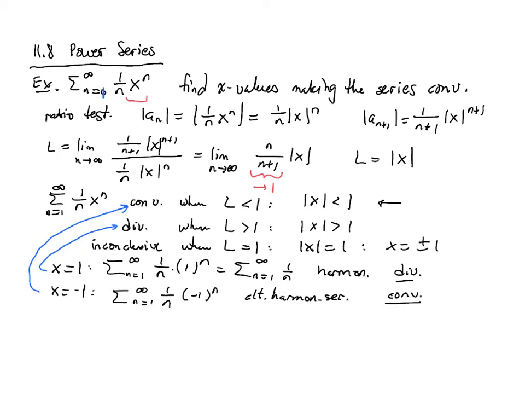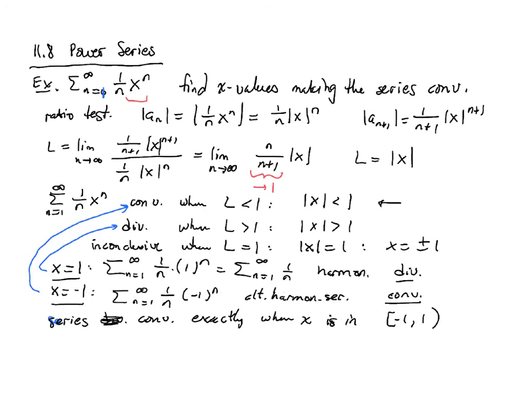So in other words, the series converges exactly when x is in the interval from negative 1 to 1, where we include the left-hand endpoint because of the alternating piece here, and we do not include the right-hand endpoint because of this piece here.